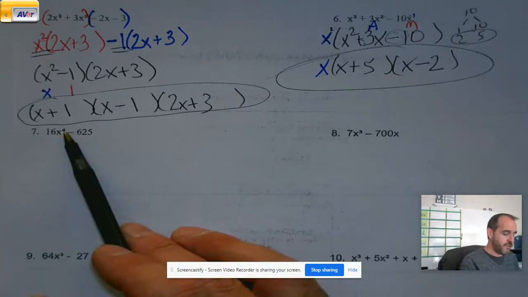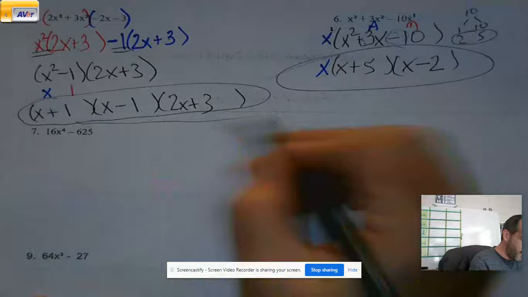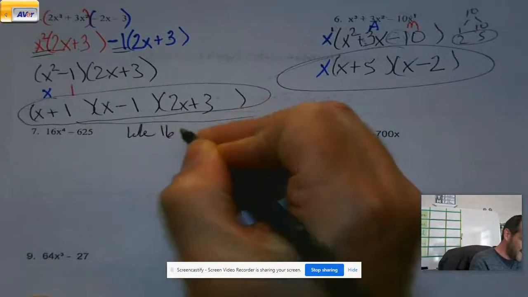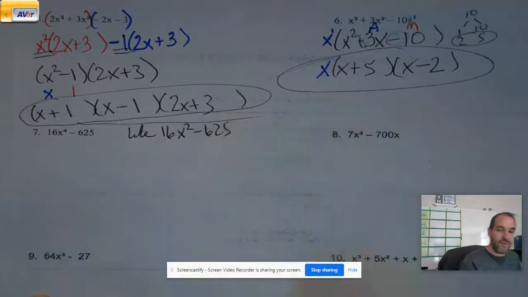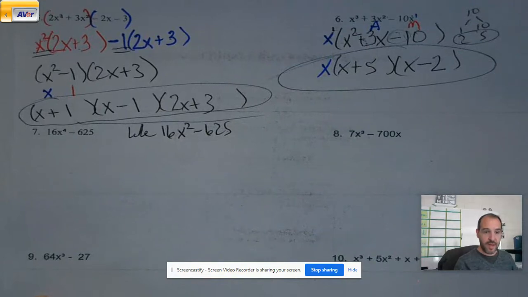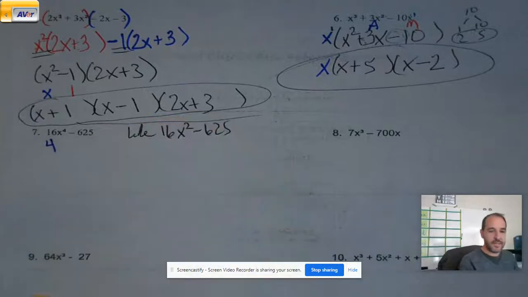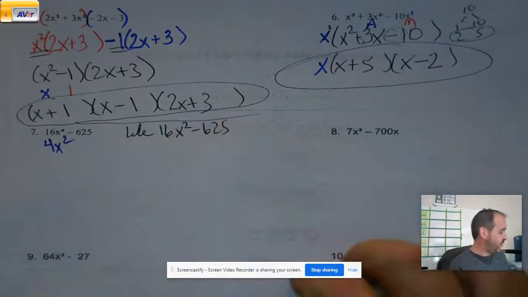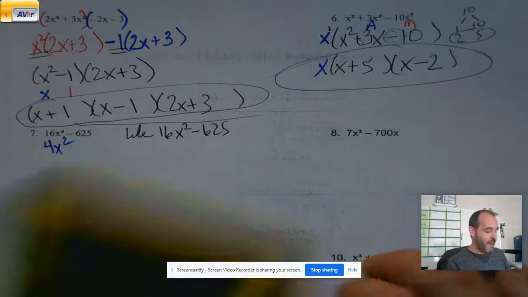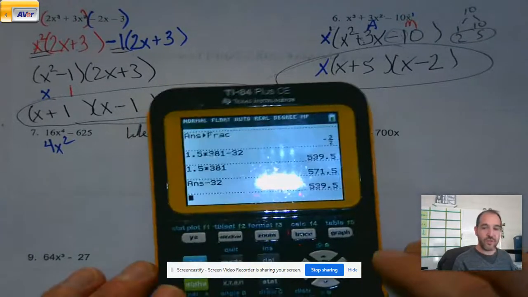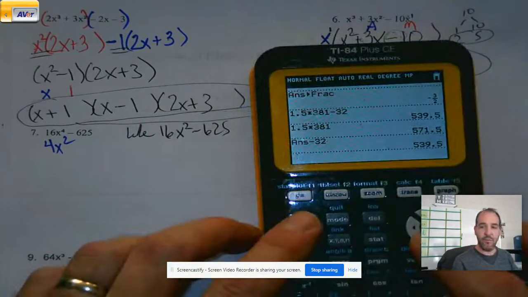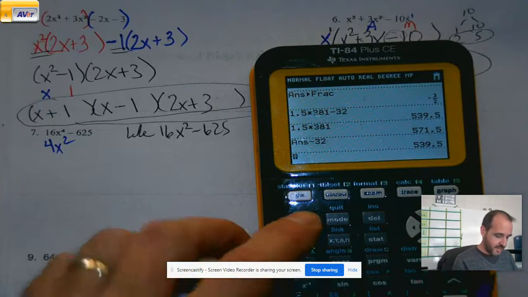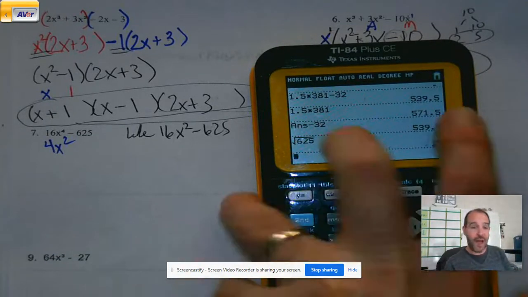Okay. X to the 4th. Remember what we deal with here. It's like 16x squared minus 625. You're like, okay, that's still kind of big. Well, let's see. 4 squared is 16. What do I square to get x to the 4th again? X squared, because 2 plus 2 is 4. Now, 625, if you don't know that that's a perfect square, I don't blame you. So let's check. Square root of 625 is 25.